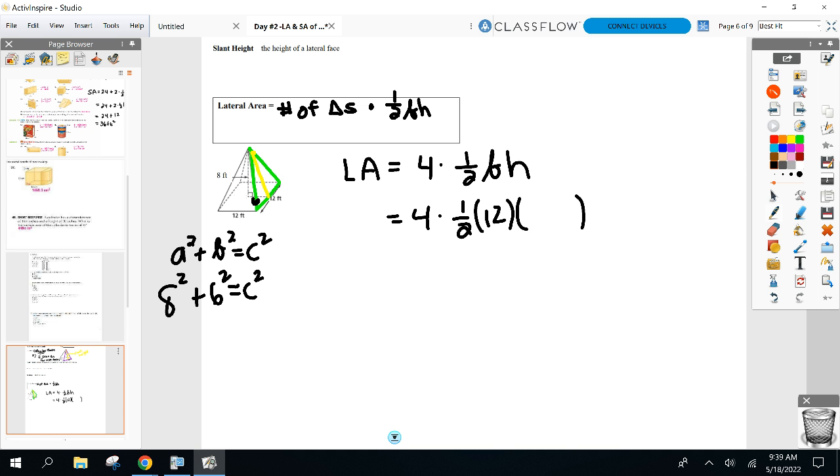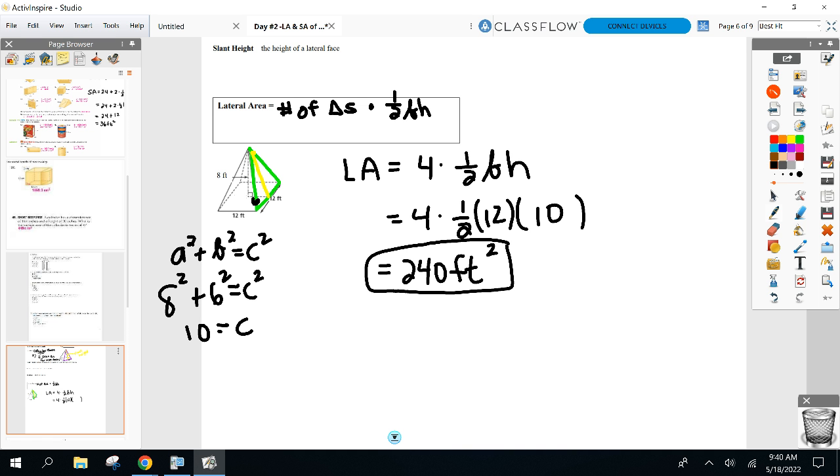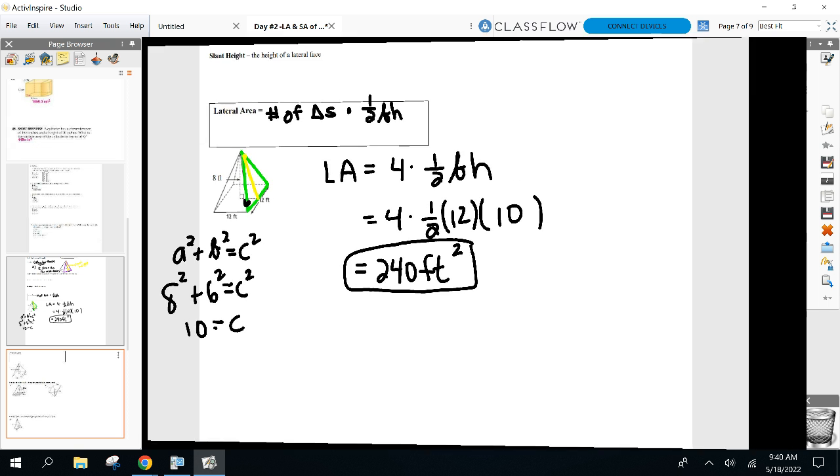Slant height comes out to be 10, and that's the slant height of that triangle. And there's your lateral area for the pyramid. Number of triangles times 1/2 base times height. And what do we got there? That's 240. Still what type of units? Feet? Feet squared. Still talking area here. Are we okay? Take off the base, find the area of one triangle, multiply by how many there are. We're all good.